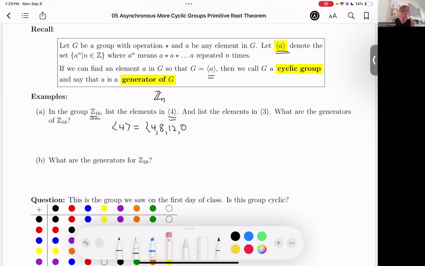Once I get back to 0, which is the identity here, I'm going to be stuck with these same elements again, because I'm just adding 4 to the previous element to get to the next one. So if I add 4 to 0, I get back to 4, and then 8 and then 12. So these are my 4 elements here. We notice that this is not equal to Z16 itself. So 4 is not a generator of Z16.